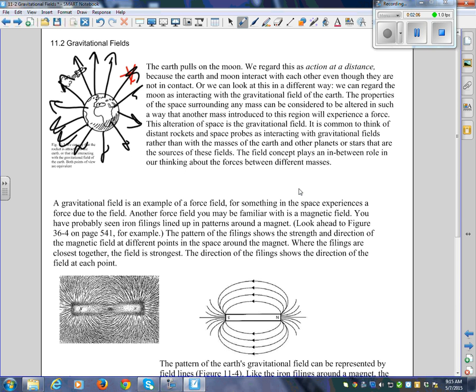It's common to think of this in rockets and space probes interacting with gravitational fields rather than with the masses of the Earth and other planets or stars that are the source of these fields. The field concept plays an in-between role in our thinking about the forces between different masses. So it allows us to sort of explain how this force can be exerted without any touching, because we would say that the rocket ship or the moon or what have you is touching the force field. So it's an imaginary thing, it's a model, it's a way of describing it.